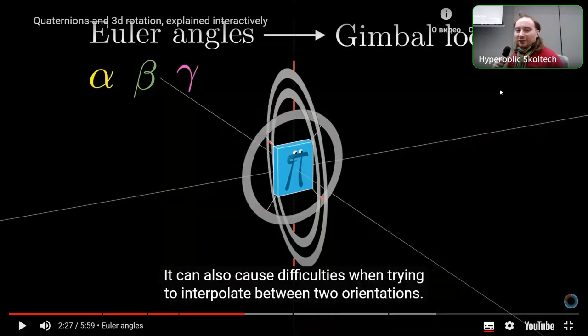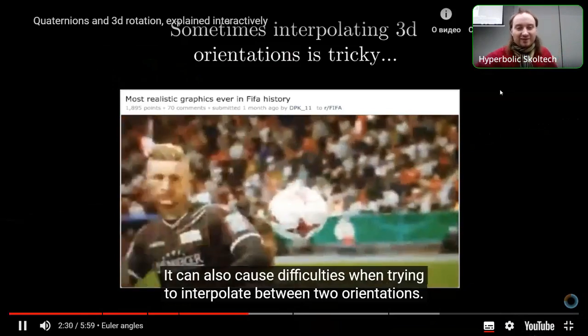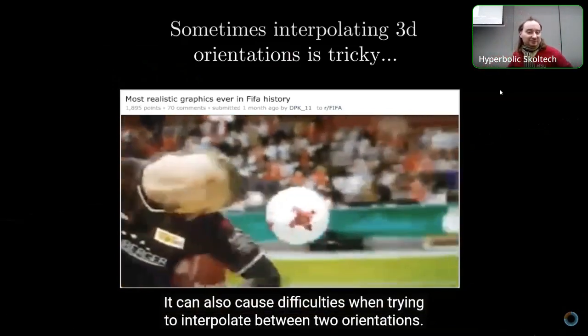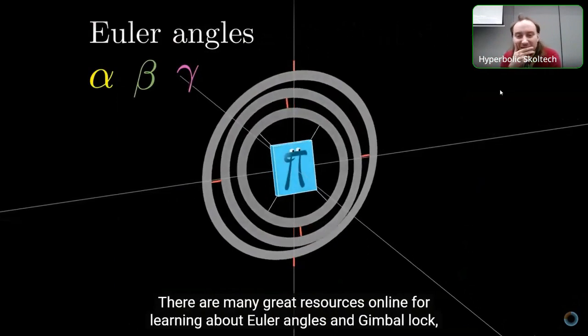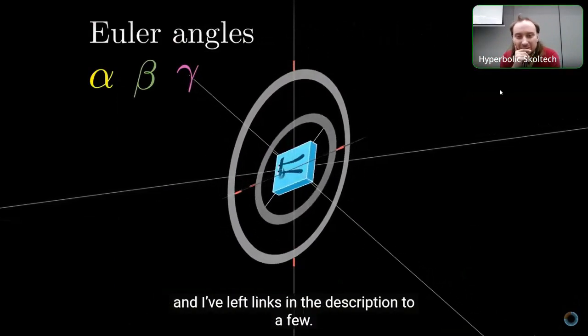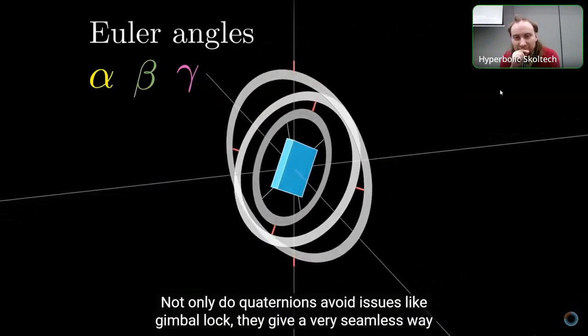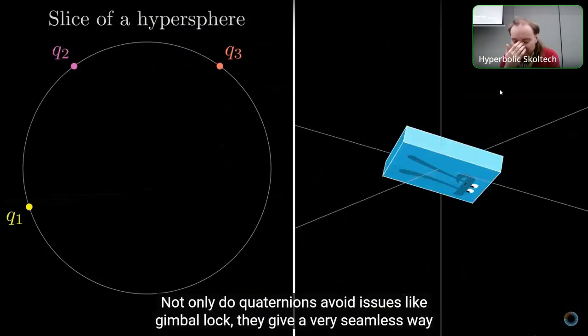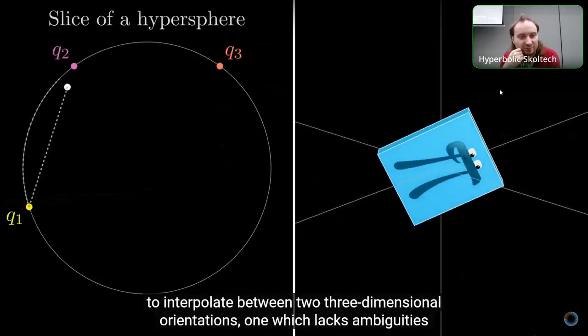Okay. It also causes difficulties and ambiguities when trying to interpolate between two separate orientations. If you care for more details, there are many resources online for learning about gimbal lock, and I've left links in the description for the curious. Not only do quaternions avoid issues like gimbal lock, they give an equally seamless way to interpolate between two three-dimensional orientations, one which lacks the ambiguities of Euler angles, and which avoids the issues of numerical precision and normalization that arise in trying to interpolate between two rotation matrices.